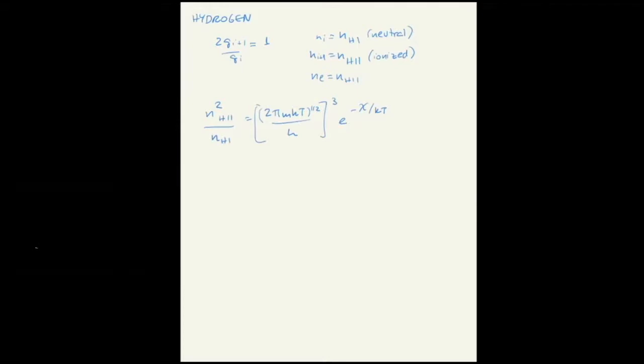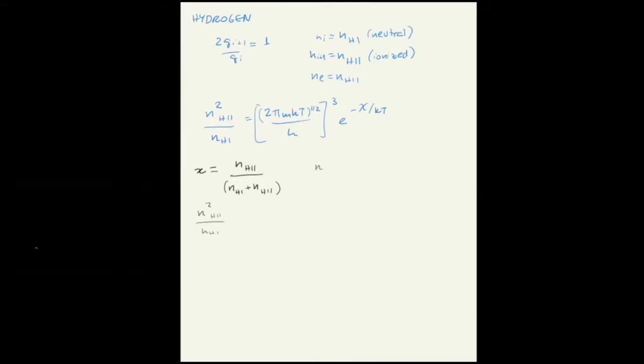To make sense of the number, let's write the ionization fraction. Let's define the ionization fraction, call it x, as the number of hydrogen ions over the total number of atoms, which is H1 plus and H2. So we have an equation for the square of the number of ions over the number of neutrals. You can write that in terms of the ionization fraction.